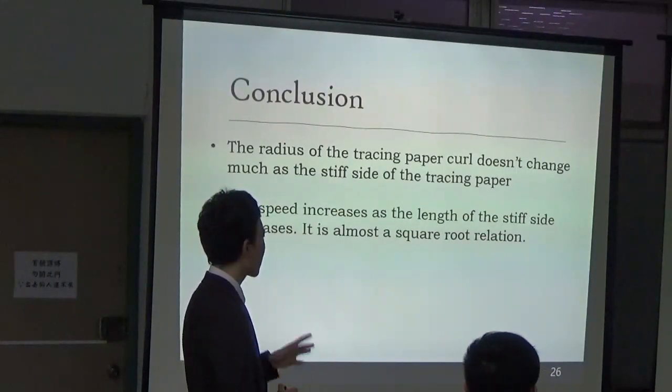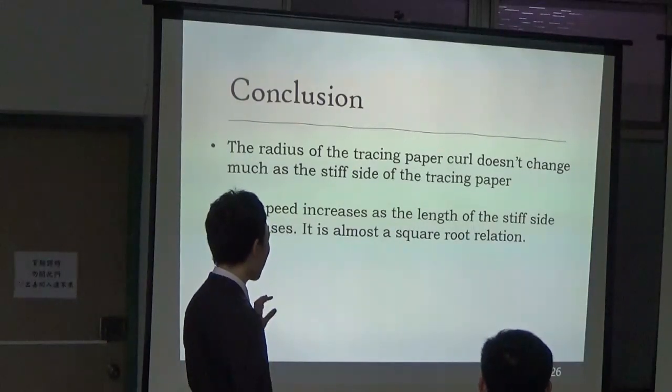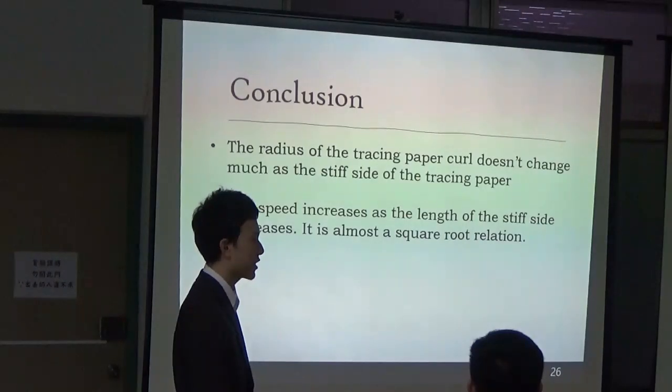So the conclusion: we think that the radius will stay the same and the speed will increase as the length of the stiff side increases. And from the theoretical model, we think it is almost a square root relationship. And that's the end of my presentation.